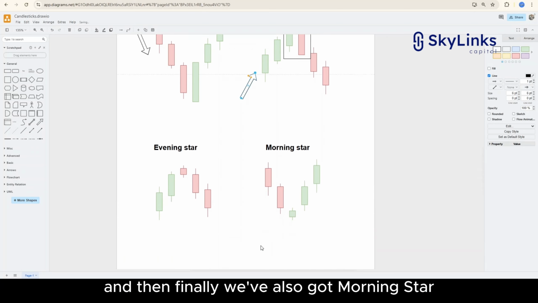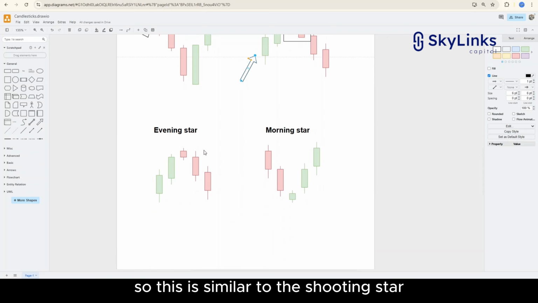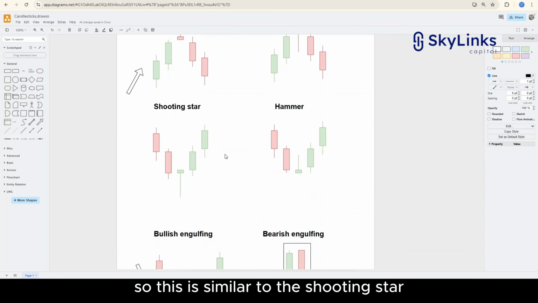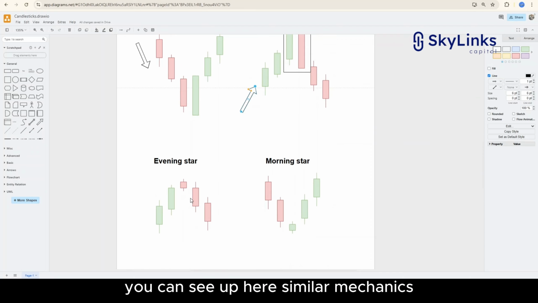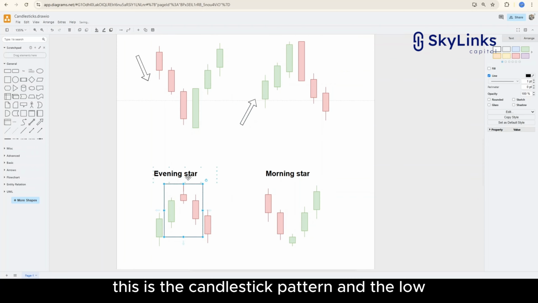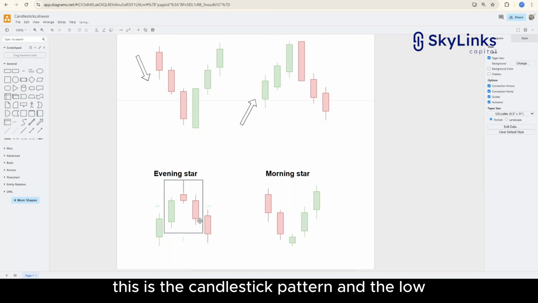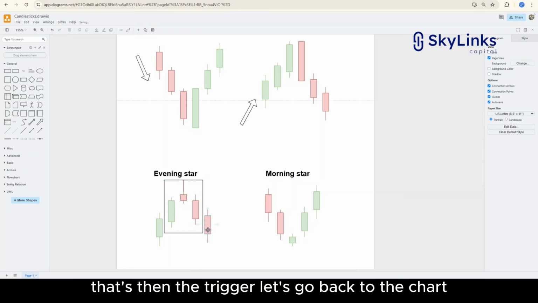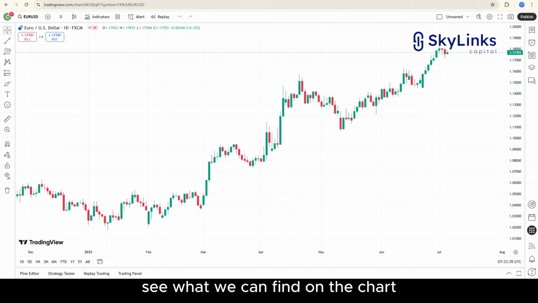And then finally, we've also got the morning star. This is similar to the shooting star. You can see up here, similar mechanics. We're coming up from an uptrend. It's then an indecision candle essentially. This is the candlestick pattern, and once this low is taken out, that's then the trigger. Let's go back to the chart and see what we can find on the chart.